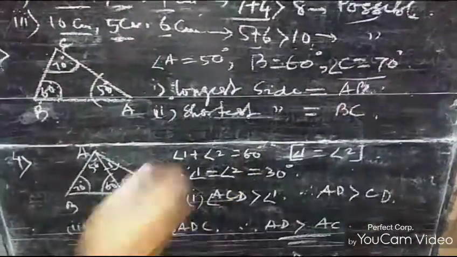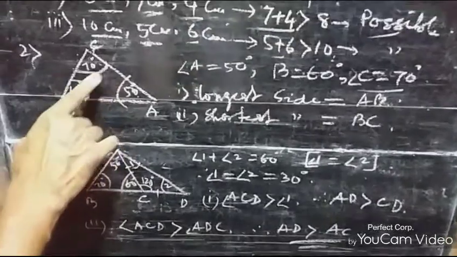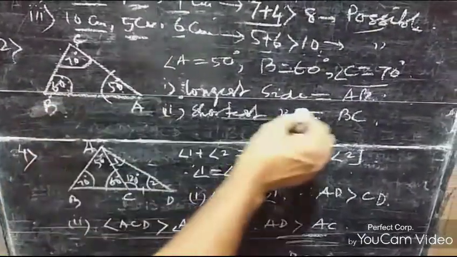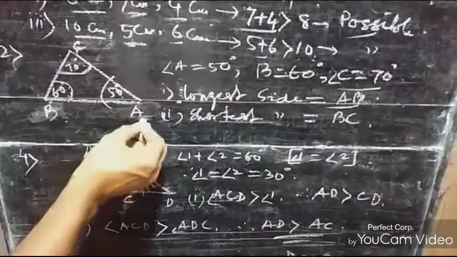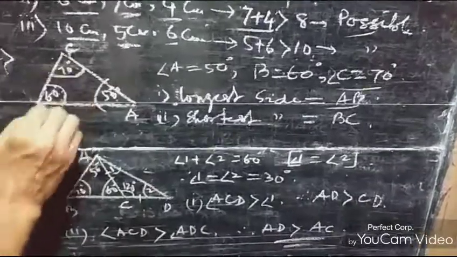Now, 70 degrees is the greatest angle within this triangle. So the side opposite to 70 degrees, AB, will be the longest side. And the shortest side will be the side opposite to the 50 degree angle, that is angle A, which is BC.